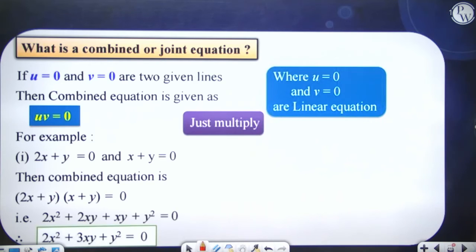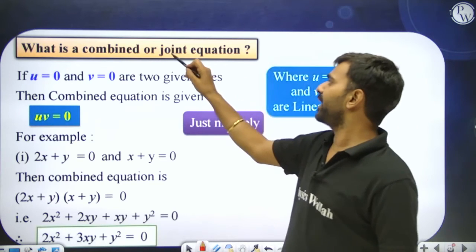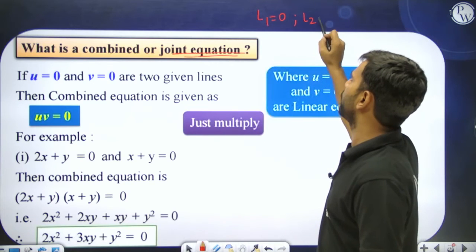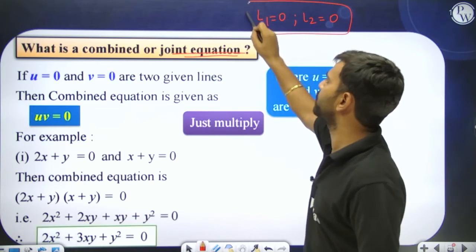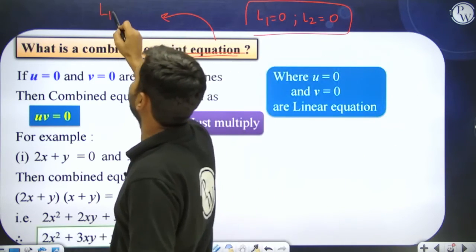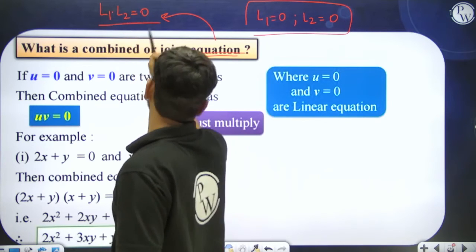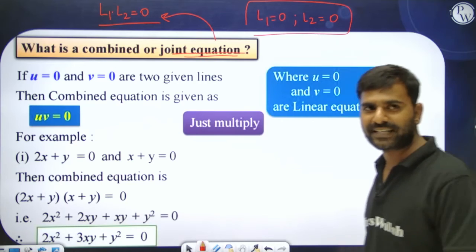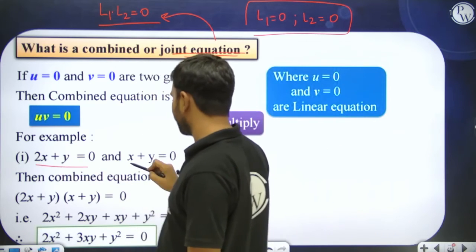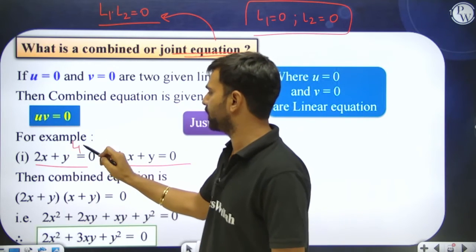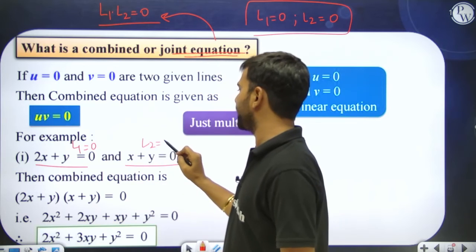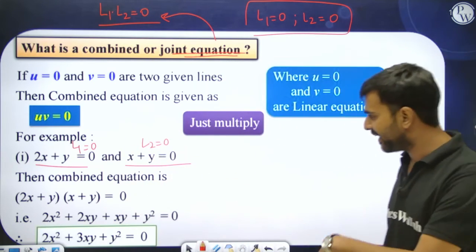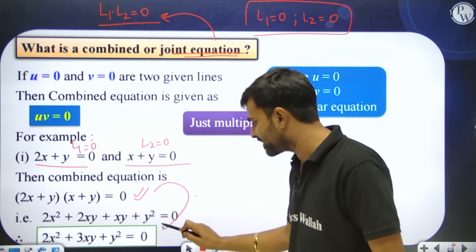Now, combined equation or joint equation, understand. If two straight lines are given to me, L1 = 0 and L2 = 0, and I want to find their joint equation, that means L1 into L2 is equal to 0. For example, this is one line given to me, this is another line given to me. So this is L1 = 0, this is L2 = 0. I just multiply 2x + y with x + y and set it equal to 0. What I get is nothing but this equation.